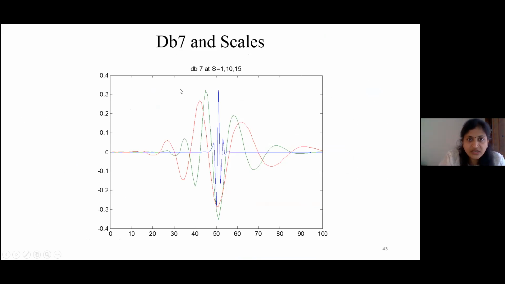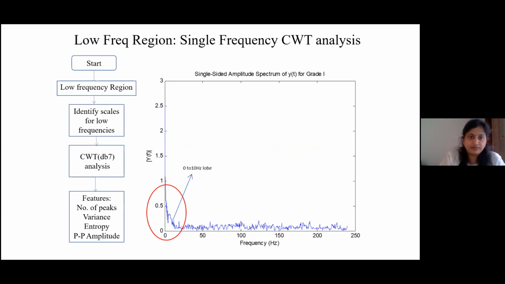So this is the dB7 at different scales. The lesser the scale is, the higher is the frequency. The blue one is S equal to 1, the lesser scale. The green one is S equal to 10, and the red one is the scale value 15. So this is the scaling of your dB7 mother wavelet. This is just an example. You can do single frequency CWT analysis, or you can do it in octaves.